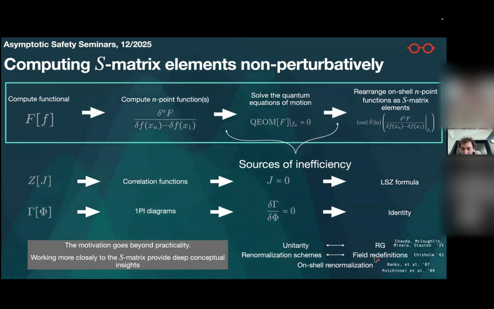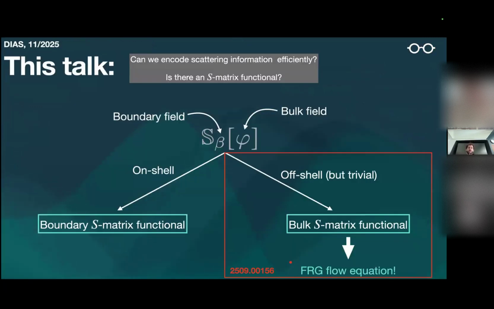Similarly, we might be able to understand more deeply the connection between the freedom in choosing a renormalization scheme and the freedom of field redefinitions. And similarly, there's been some general interest in on-shell renormalization. Because the S-matrix is a fully on-shell object, if we learn how to renormalize something closer to the S-matrix, we might also get some insights on this front. So this was our motivation. And in a sense, what I've been trying to motivate is that our driving question was, can we encode scattering information efficiently?